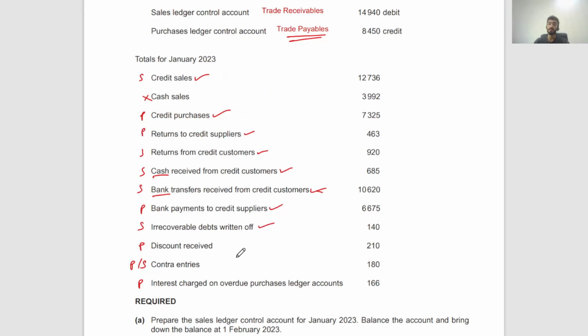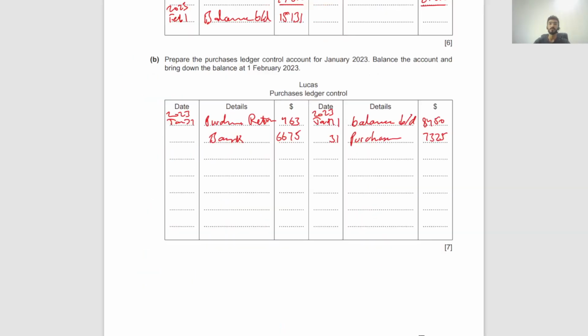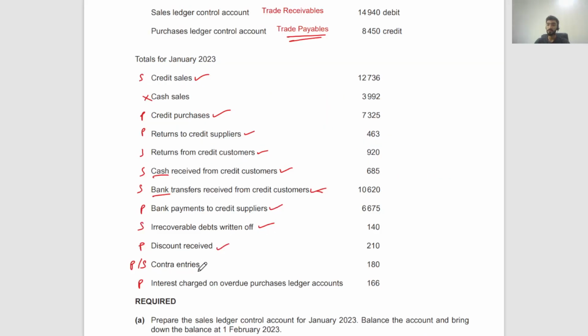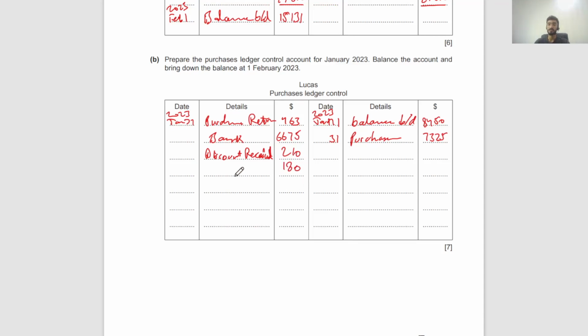Next, discount received. When you receive a discount, you don't have to pay that. It means you were forgiven that amount. 210 discount received will be debited. That reduces your payables. That's your discount received. Next, the contra entry will also reduce your payables, 180. We discussed this earlier. We can say SLCA contra.